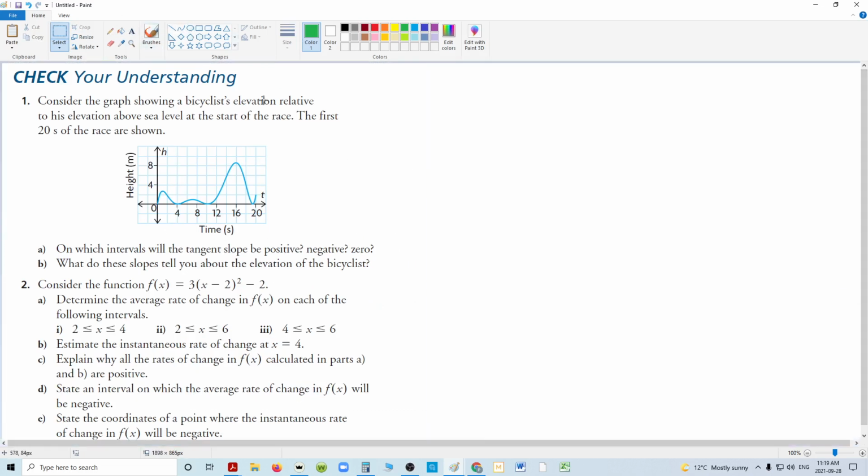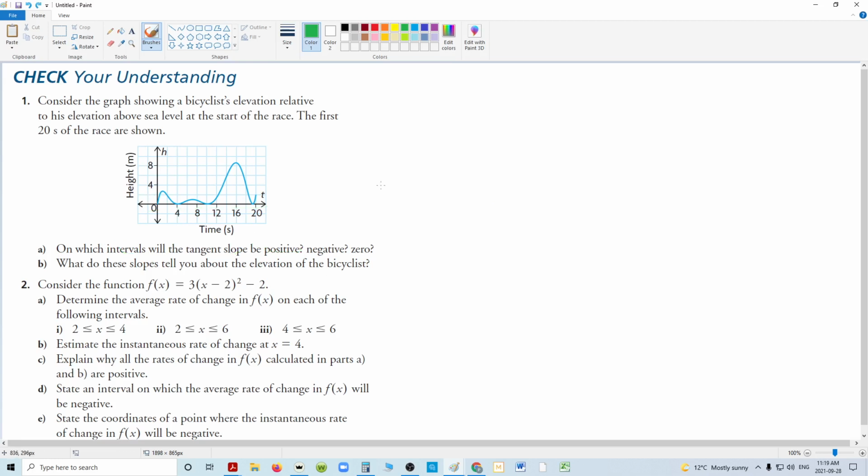Consider the graph shown. This is a bicycle, and his elevation relative to sea level. So that means the x-axis is sea level, and here on the y-axis is how far he is up hills from sea level. The first 20 seconds of the race are shown, so the x-axis is time. You'll find the x-axis is often the independent variable, and time will often be on there. That's because time marches on no matter what. On which intervals will the tangent slope be positive?